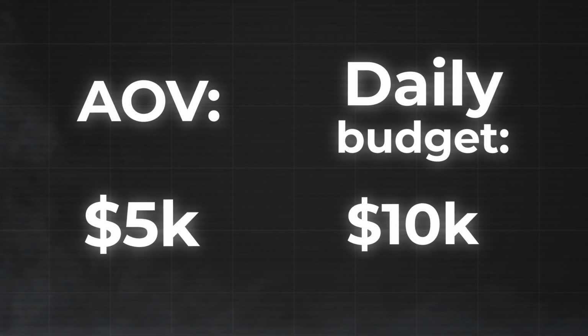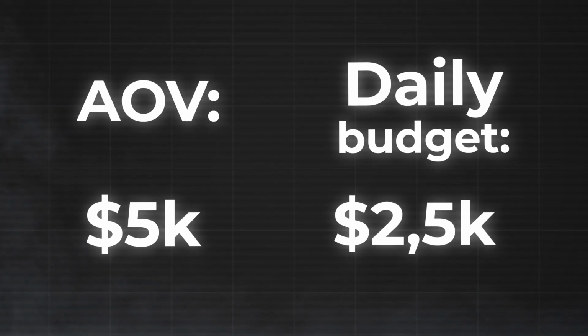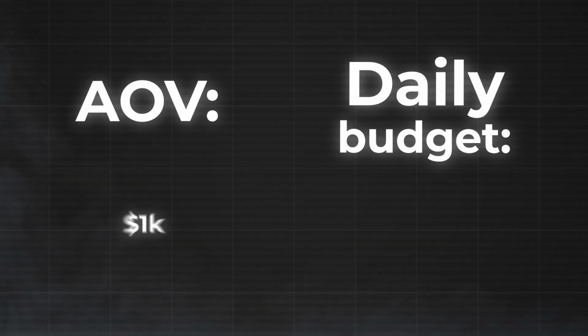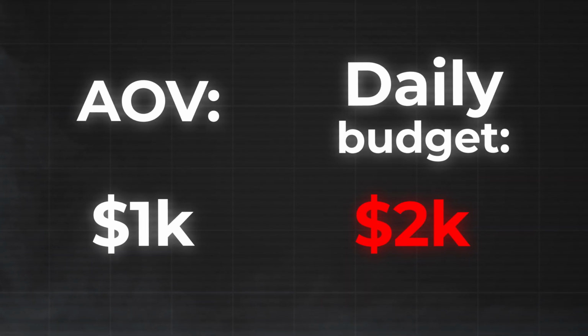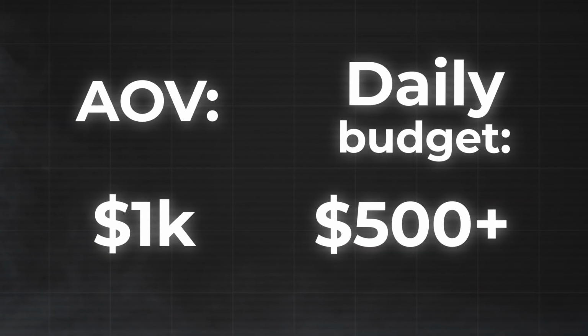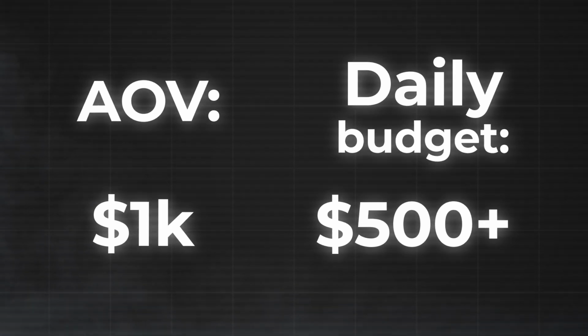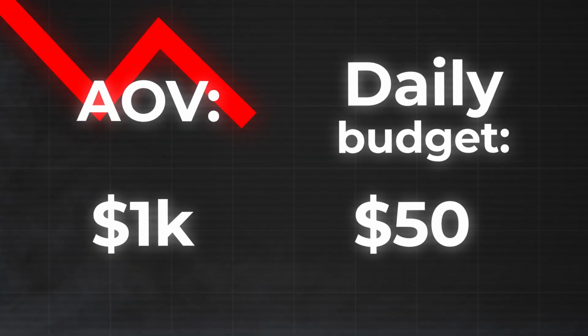Now, if your average order value is $1,000 a day, $5,000 a day, etc., obviously you can get away with a little bit of a lower budget. In some situations, you can even get away with half of the budget of your average order value. So if your AOV is $1,000, you don't feel comfortable spending $2,000 or more, then your budget should be about $500 minimum. If your AOV is $1,000, your daily budget is $50 a day, obviously you're not gonna get many sales for a number of days.